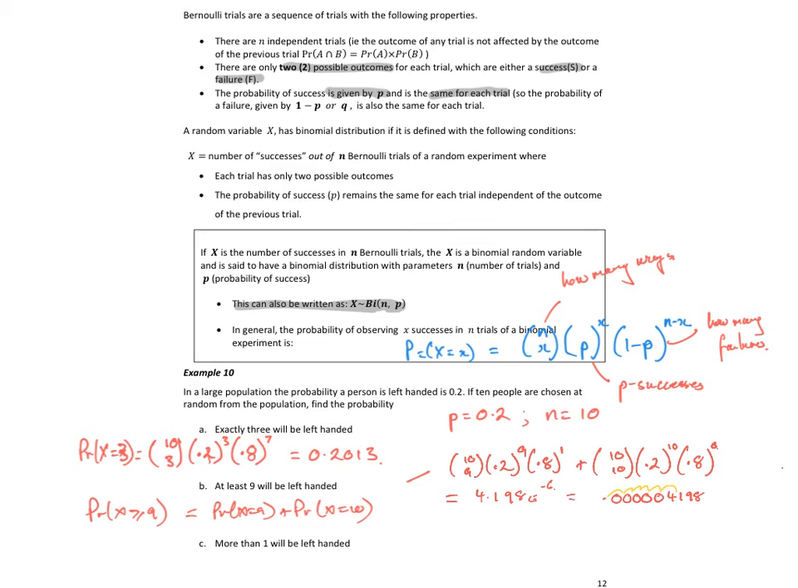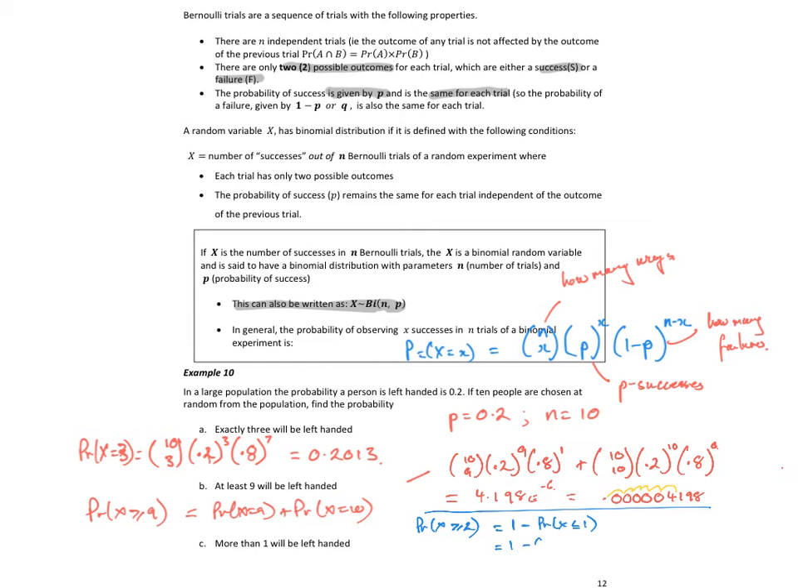Finally, part C, more than one will be left-handed. So we've got to think about that one. The probability that x will be more than 1, so it's got to be greater than or equal to 2. So I could go 2, 3, 4, 5, 6, 7, which is the same as 1 minus the probability x is less than or equal to 1, because all the probabilities have got to add up to 1, remember.